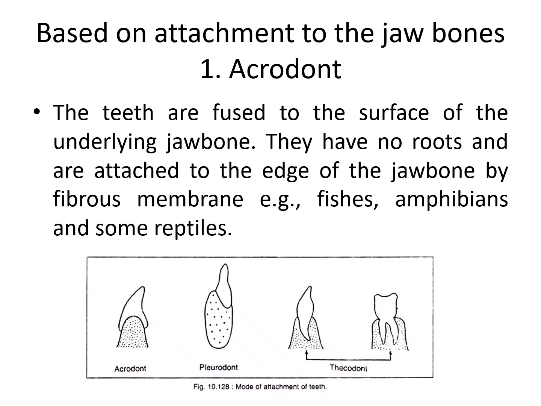Based on attachment to the jaw bones, there are three different types. The first one is acrodont. In this type, the teeth are fused to the surface of the underlying jawbone. They have no roots and are attached to the edge of the jawbone by fibrous membrane. Example, fishes, amphibians, and some reptiles.